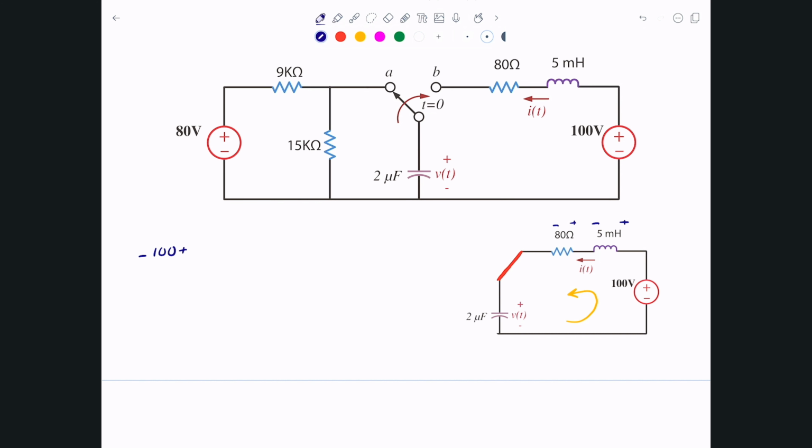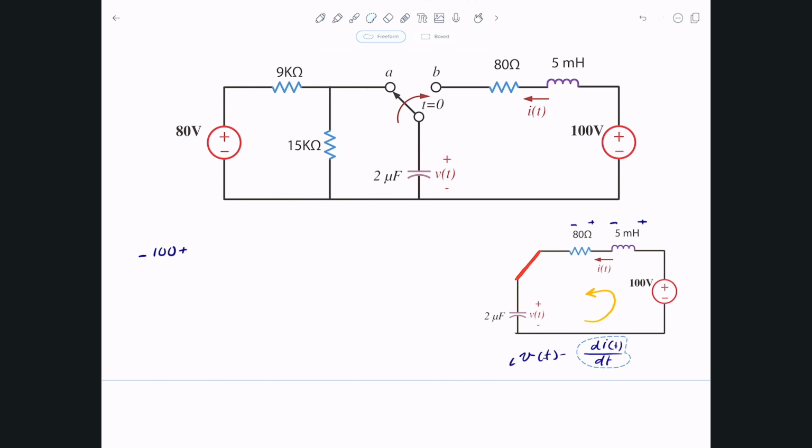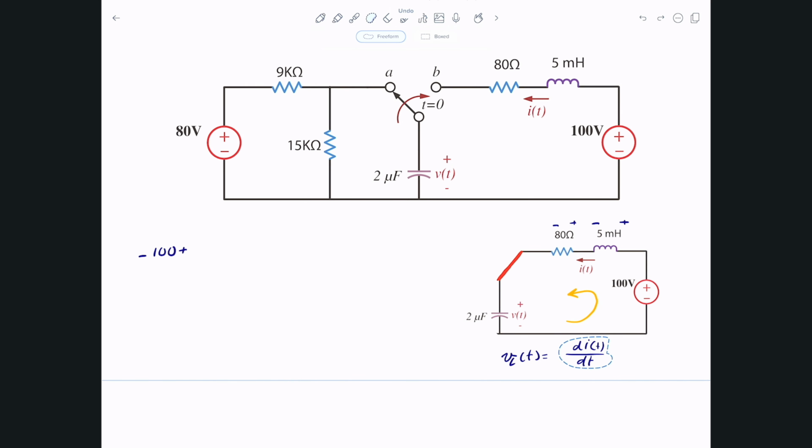However, we know that the voltage across an inductor, VL of t, is simply L times di of t divided by dt. That's based on passive sign convention. The current is flowing this way, it's hitting the positive, so positive is okay. What about the value of L? Well, the value of L in this particular case is 5 millihenries, so we can just substitute it in here.